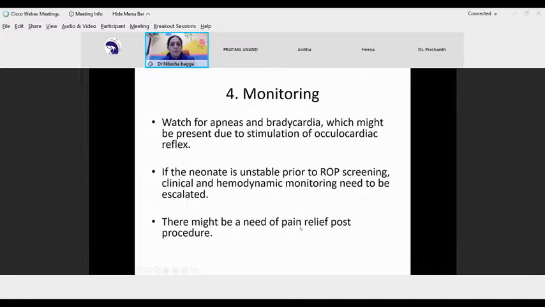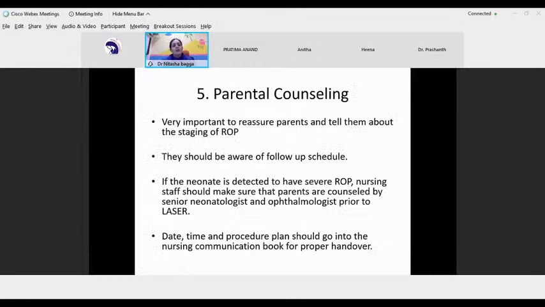A very important and the last point which I would like to reiterate is parental counseling. Although we know that the ophthalmologist as well as the neonatologist who is involved in the care of the baby would definitely be involved in the parental counseling, but I would say as a nurse, what you can do, the doctors cannot do, because you are mostly at the bedside and mothers and everybody would be more conversant with you. So make sure that you also involve and reassure the parents about the ROP counseling.